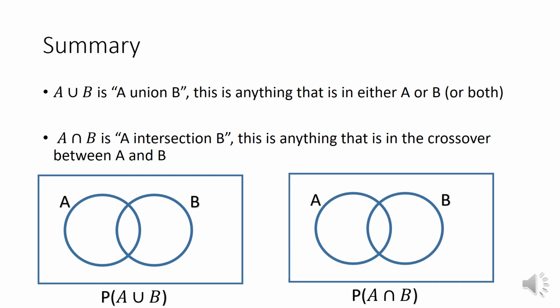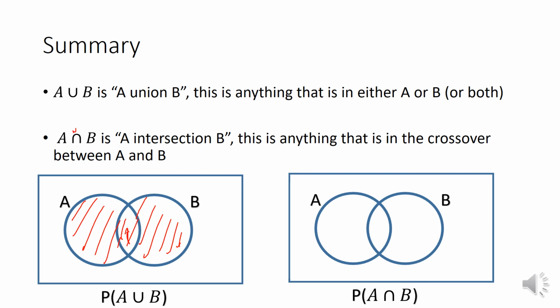And so just to summarise the key points of this lesson, we've learned 2 more types of set notation. We've got A union B, and that is anything that is in either A or B. So on the left diagram, A union B, that's anything in A or anything in B. And so that does include the crossover as well, which is A and B, but that's included in A or B happening.